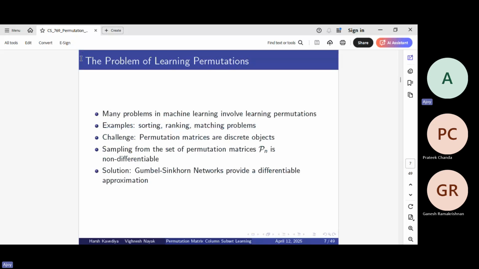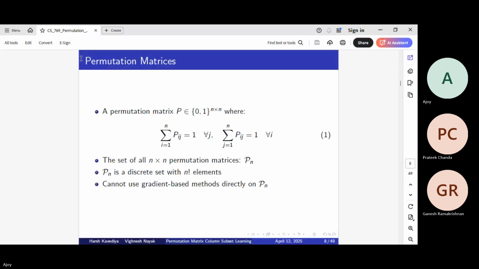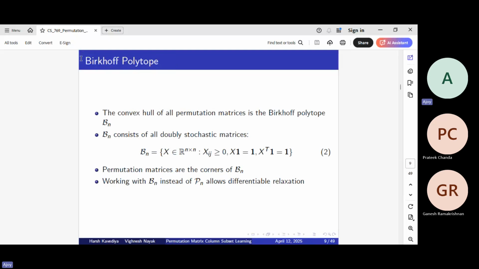For that, the authors of this paper have proposed Gumbel Sinkhorn networks, which provide a differentiable approximation for the sampling operation. For some basics, permutation matrices are binary matrices where each row sums to 1 and each column also sums to 1. But as I said, they are discrete. So we use a relaxed version of the permutation matrix, which is the Birkhoff polytope. It is a convex combination of all the n cross n permutation matrices, and all the doubly stochastic matrices come inside this polytope.